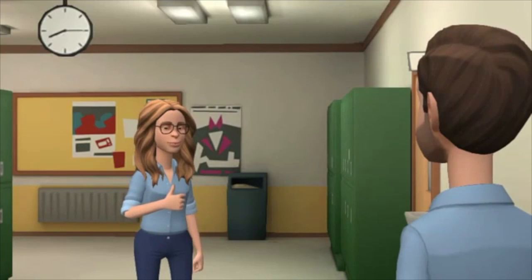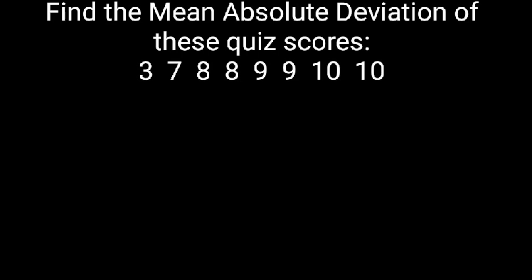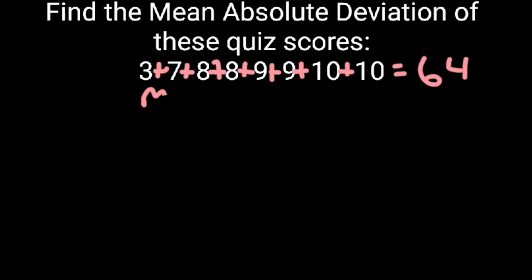Sure. This is so exciting. Alright, the first step is to find the mean of the data. So, adding up 3, 7, 8, 8, 9, 9, 10, 10 is 64. Divide 64 by 8 and the mean score is 8.